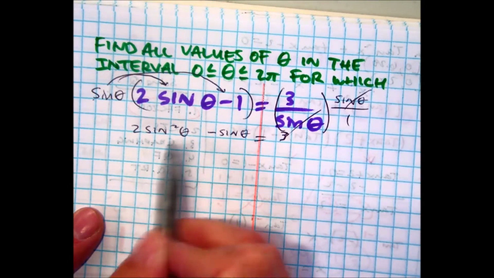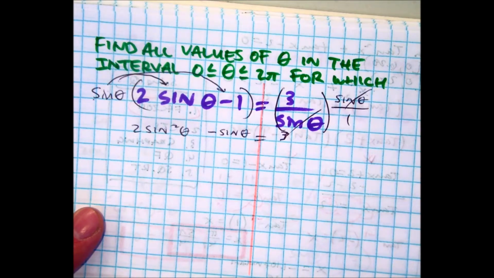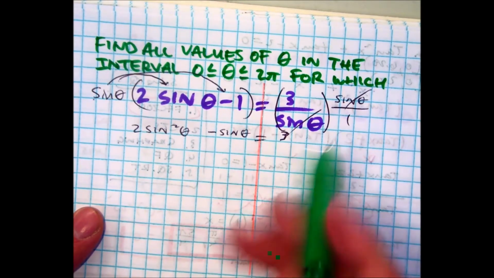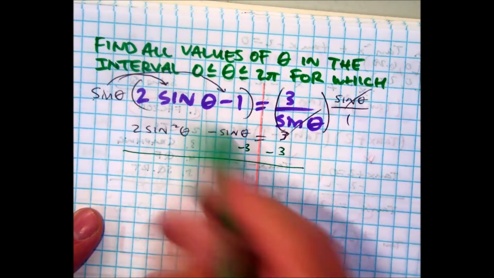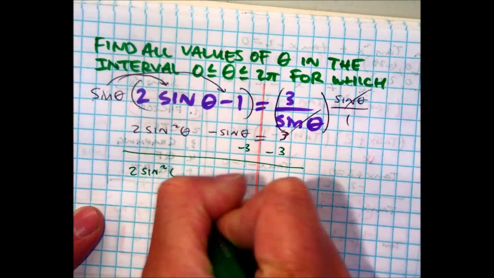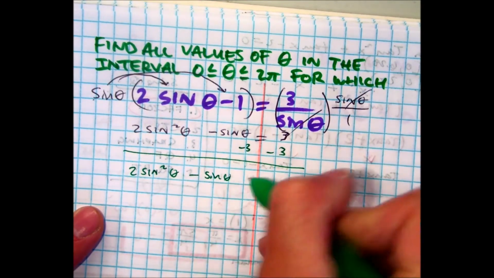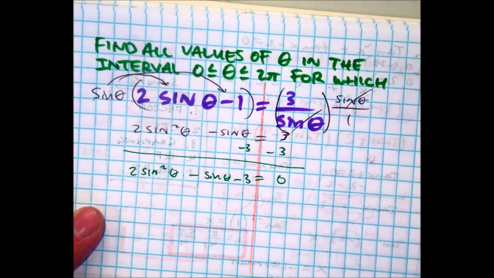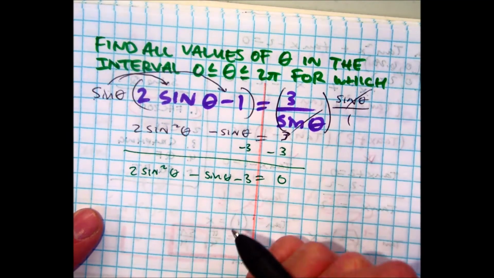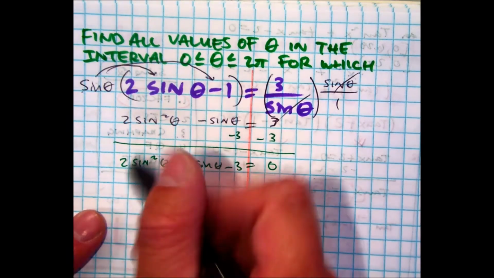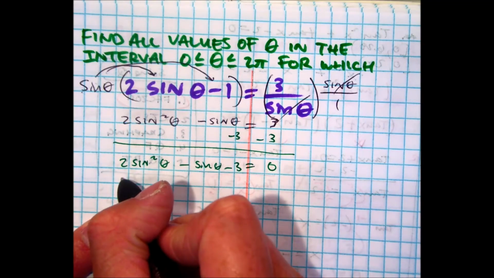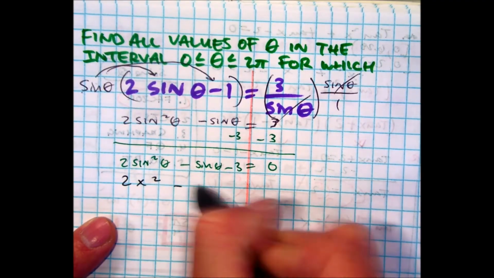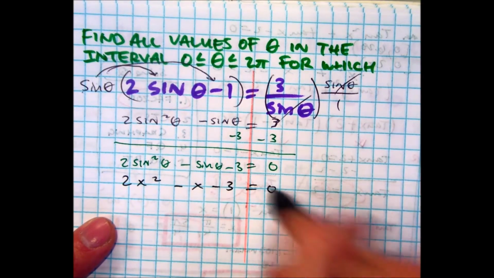Can I factor this? No. Remember in quadratics, I need to set this equal to 0, so I'm going to subtract 3. Squeeze that in right there. 2 sine squared theta minus sine theta minus 3 equals 0. If you want to rewrite the problem without trig functions, it's fine just to help you visualize it. Some of you do not need the scaffold. 2x squared minus x minus 3 equals 0.